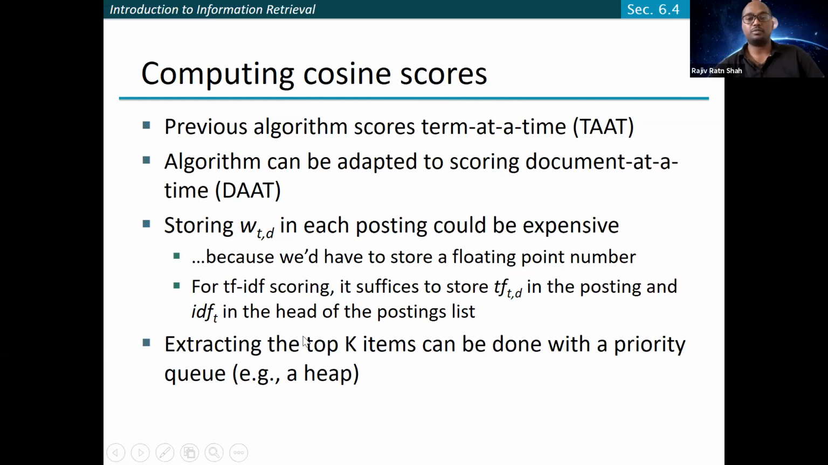That could be a bit expensive, because we would have to store the floating point number every time. Since the posting list is quite large, one possibility could be to store the IDF in the head of the posting list, and the TF, which is not a floating point number but an integer, will take less space compared to the IDF, which is often a floating point number. So in a way you can score them and compute on the fly.